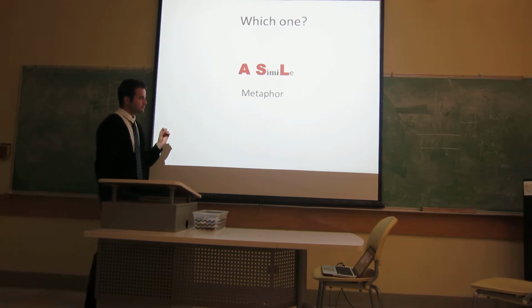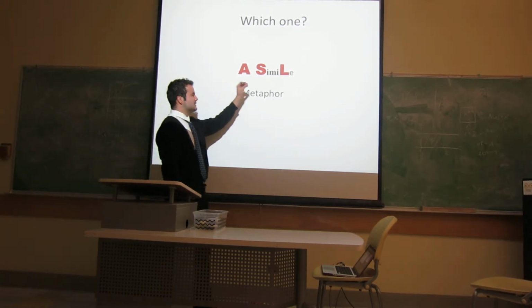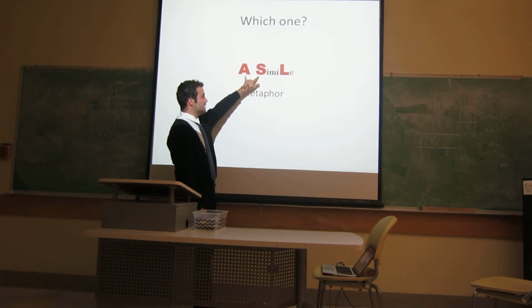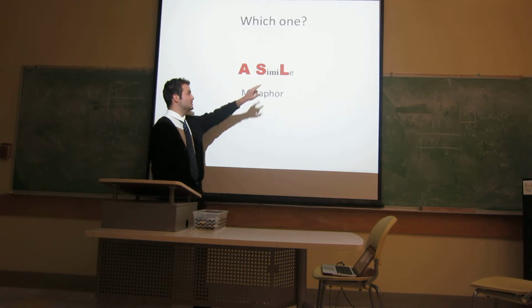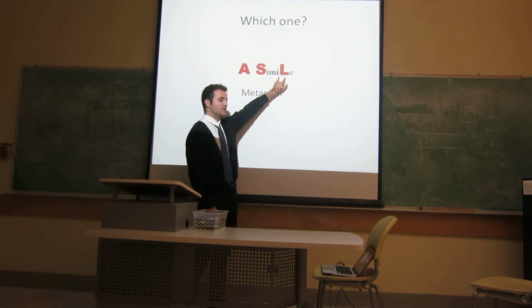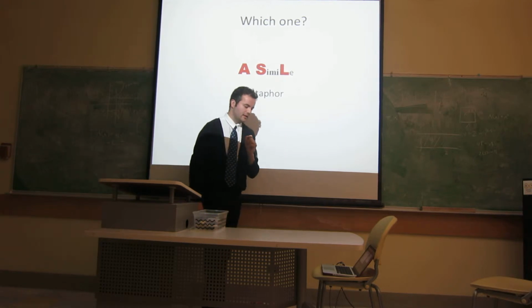These two are very, very similar, so people can get confused pretty easily, but a great way to remember is by using this little analogy. A simile has the word as in it and has the letter L in it, because a simile is a comparison using as or like, which starts with the letter L. And metaphor doesn't have as or the letter L in it.